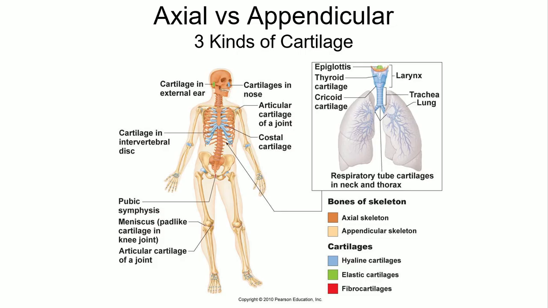Let's see, elastic, that's our green cartilage. So that's the external ear and the epiglottis. We'll talk about the epiglottis a lot in anatomy and physiology too, but it's a little flap. And fibrocartilage, red. You can't really see it that well, but it's between the vertebrae, and it's in the pubic symphysis. So the pubic symphysis is right there.